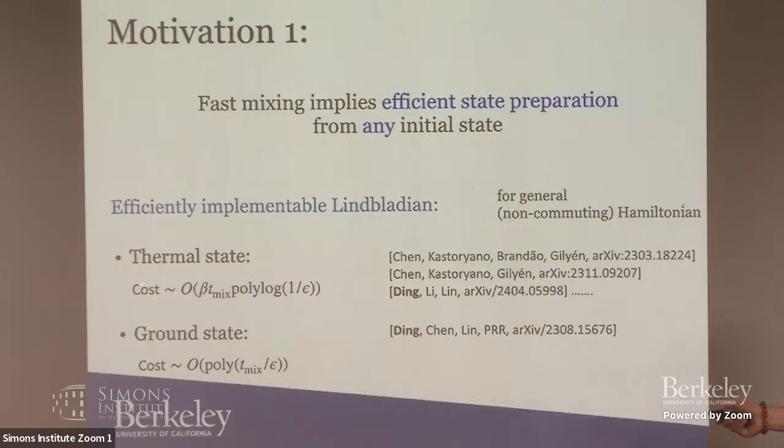Here, beta is the inverse temperature, T mix is the mixing time of the Lindbladian dynamics, and epsilon is the approximation precision to the Lindbladian dynamics. According to this result, to ensure that we can efficiently prepare the thermal state or the ground state, we only need to find an upper bound for the mixing time. Basically, we only need to know what the mixing time is.